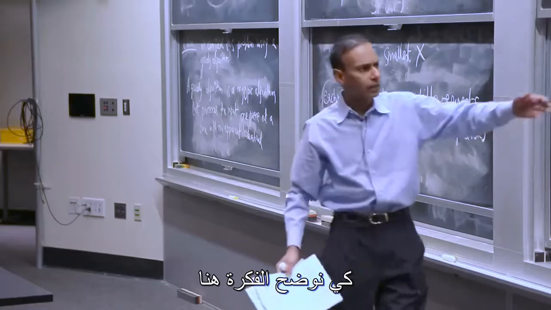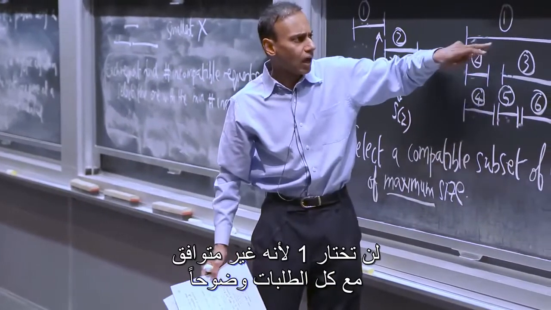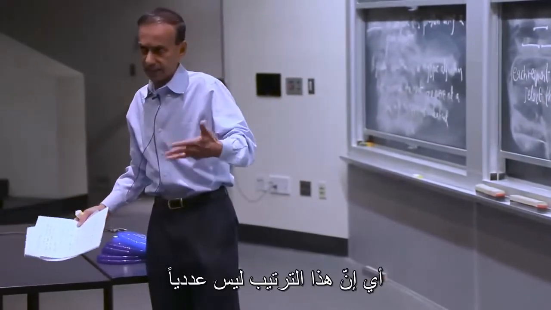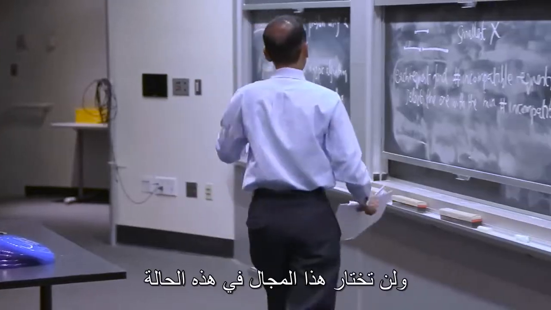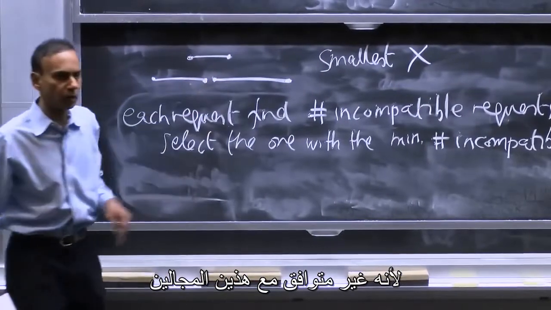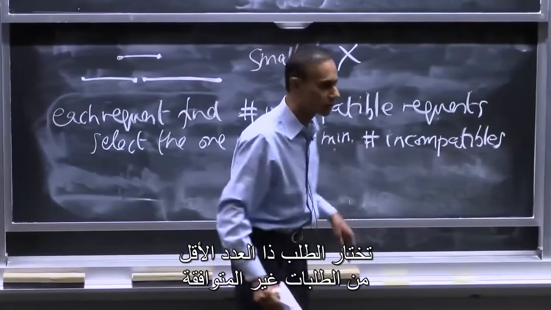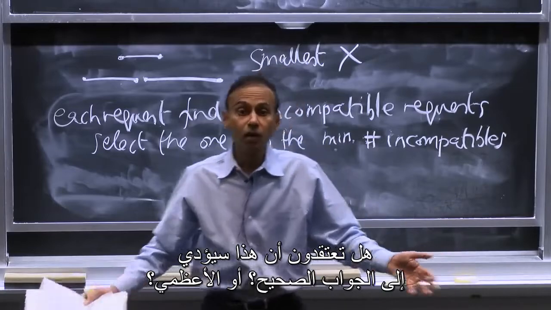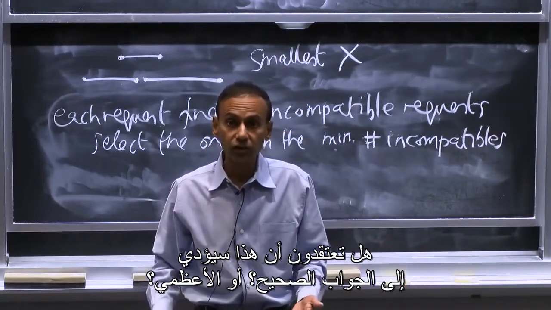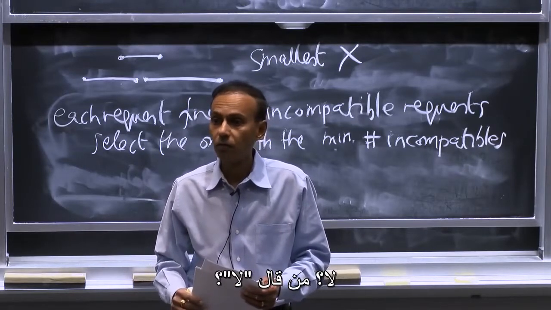So just to be clear, in this case, you would not select 1 because clearly 1 is incompatible with every other request, right? So that clearly is not numeric order. In this case, you would not select this one because it's incompatible with this one and that one. Right? So you select the one which has the minimum number of incompatibles. Right? So do you think this is going to produce the correct answer, the maximum answer in every possible case? No? Who said no?